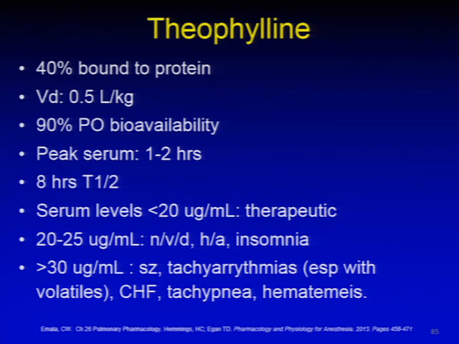Complications that occur, or toxicities, more accurately, from levels of 20 to 25: nausea, vomiting, diarrhea, insomnia, and headache. And greater than 30, you can get seizures, tachyarrhythmias, especially with volatile anesthetics added on top of that, CHF, tachypnea, and hematemesis.